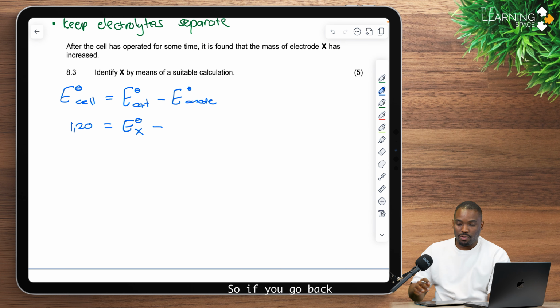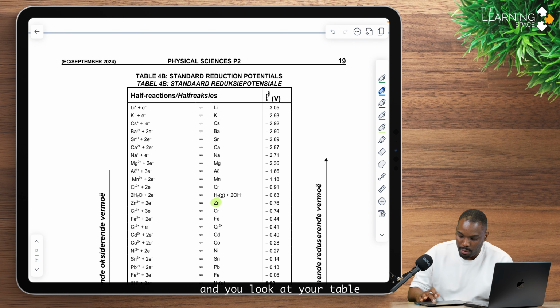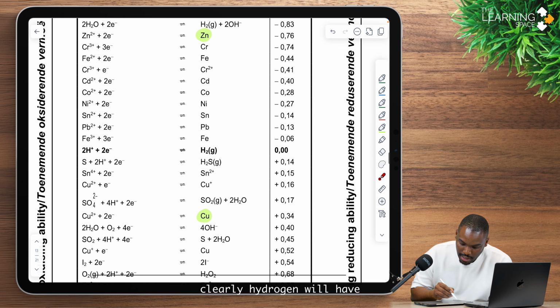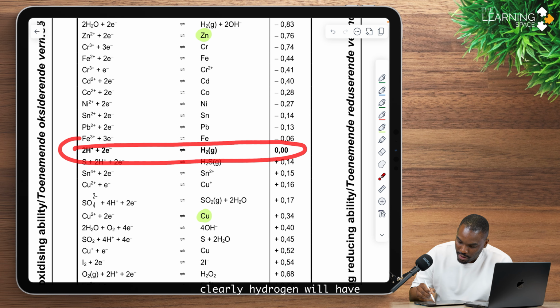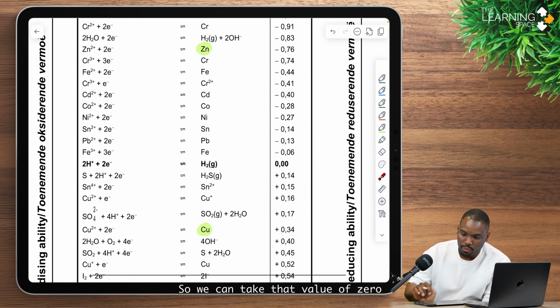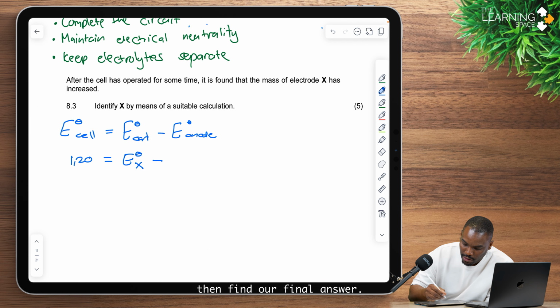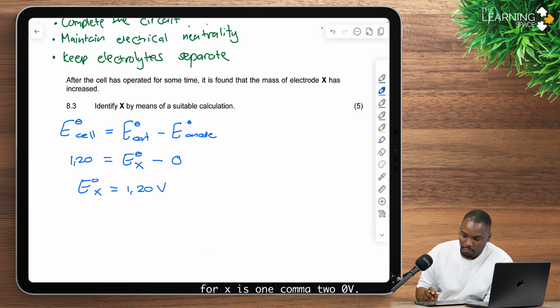anode, that's hydrogen. So if you go back and you look at your table of reduction potentials, right, you can see there clearly hydrogen will have a value of 0. So we can take that value of 0, plug it into our calculation there, and find our final answer. Then we can see here that the E naught value for X is 1.20 volts.